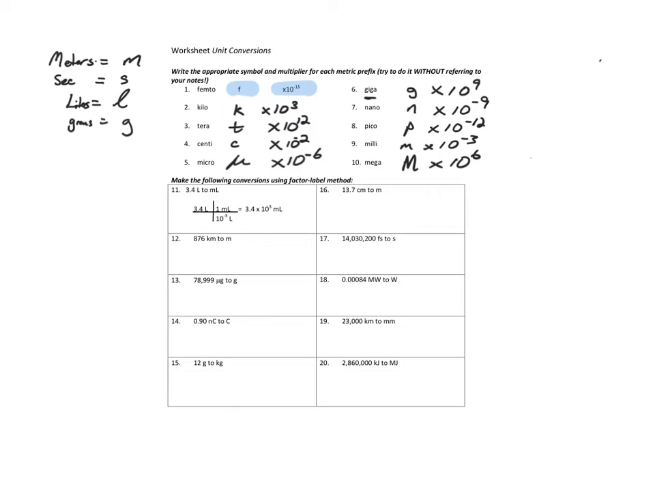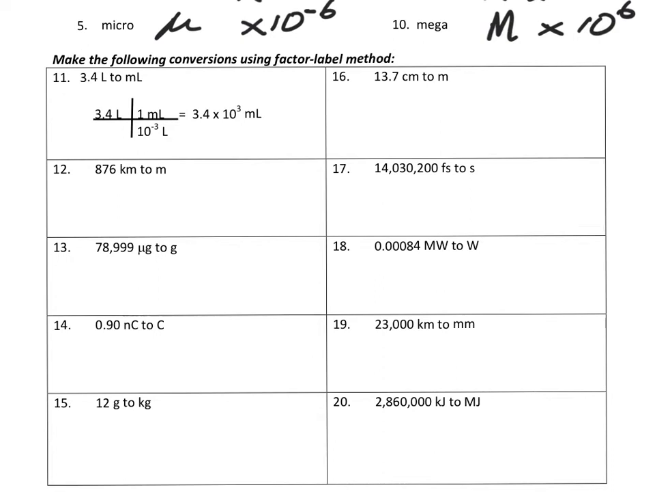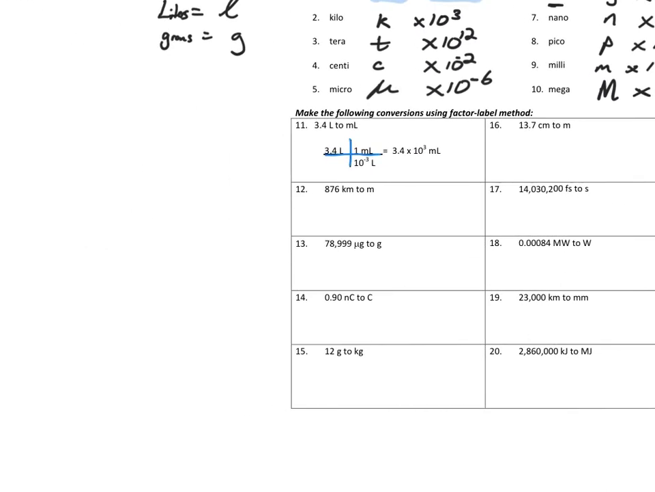So now let's go see about the factor label method, which is what we did yesterday. That's all this is. Instead of brackets, they used this little table-like thing. We could have used brackets. Let's draw this out the way we did yesterday. We have 3.4 liters. What I want is milliliters. And how do I get there?